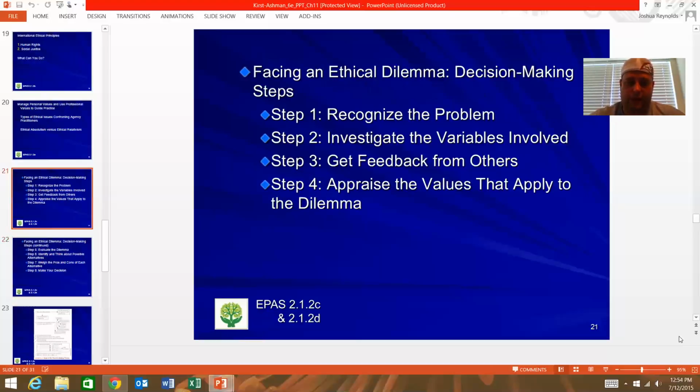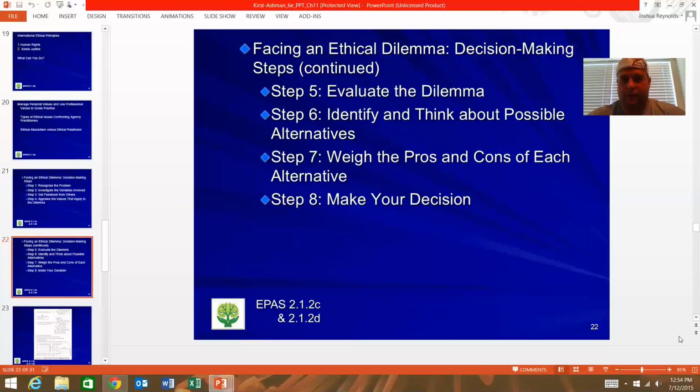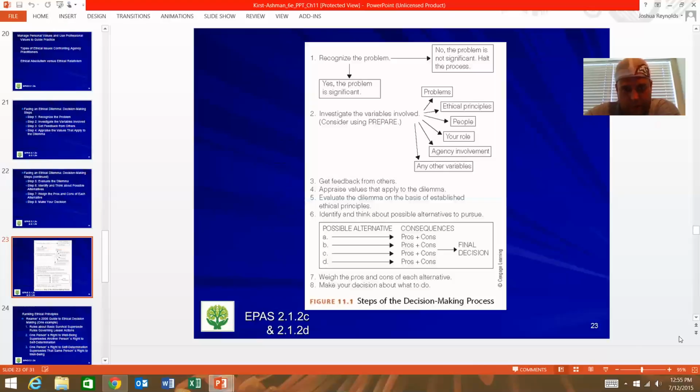So appraise the values that apply to the dilemma, evaluate the dilemma, identify and think about possible alternatives. Again, you're not just wanting to bring up a problem, but you want to bring up a solution. For each alternative, which there will be several probably, and you want to come up with more than one, you do a pro-con or a kind of cost-benefit, just like we've done in other ways throughout the semester, and then you make your decision. So here's a flow chart for that.